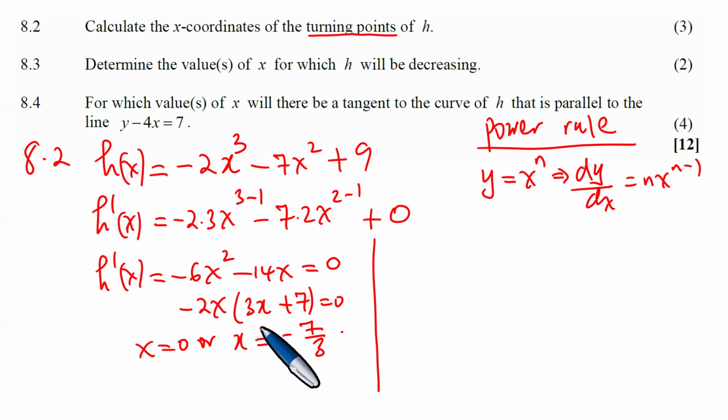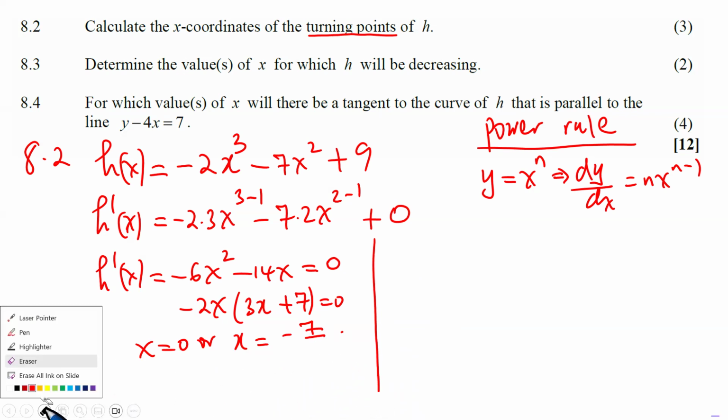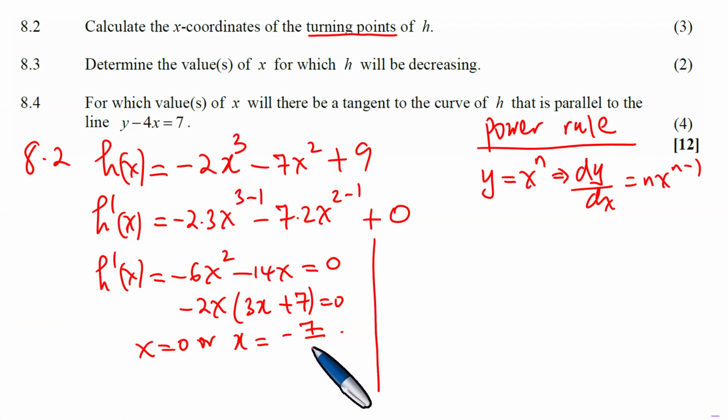But what do we do with these 2 answers? Hang on, they are the answers the examiner asked for. What did the examiner ask us to do exactly? They asked us to calculate the coordinates of the turning points of the function at our disposal, which is the function h, and we've got x equals 0 or x equals minus 7/3. And we are done. Just only the x-coordinates, please, not the y-coordinates, students. The marks given were 3 in that exam paper.